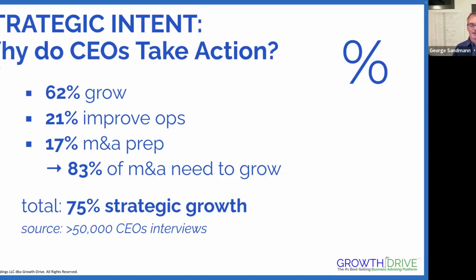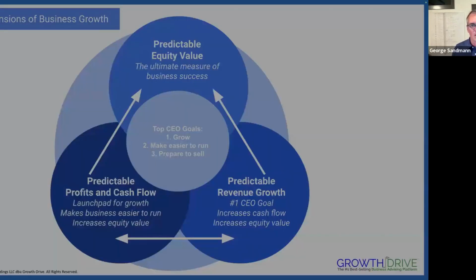And there are 3 stats, and a lot of you can recite them. 62% of CEOs want to grow. 21% want to make their business easier to run. 17% are preparing to sell, only to find out 8 out of 10 times they don't have the value they need to fund their family's wealth plan. And that comes from analyses, interviews with over 50,000 CEOs.